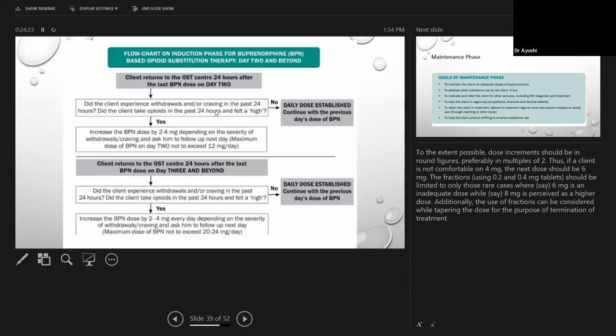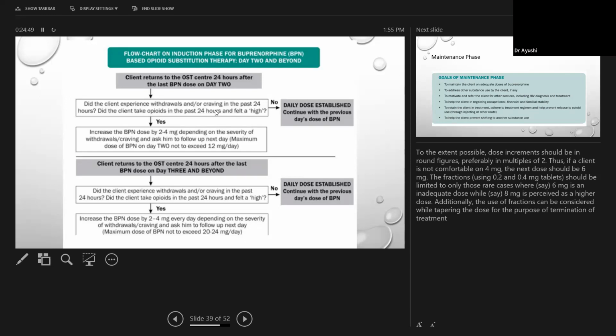And if he has experienced any withdrawal or consumed any opioid, we can increase the buprenorphine dose by 2 to 4 milligram, depending on the severity of the withdrawals or craving, and ask him to follow up the next day. The maximum dose of buprenorphine on day 2 should not exceed 12 milligram per day. Like on the first day, it should not exceed more than 8 milligram per day. This was the scenario when the patient returned on day 2 only.